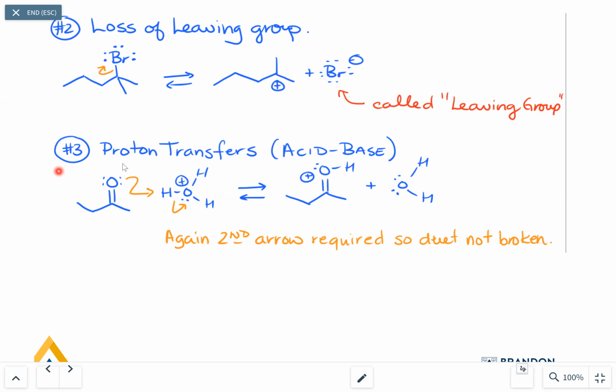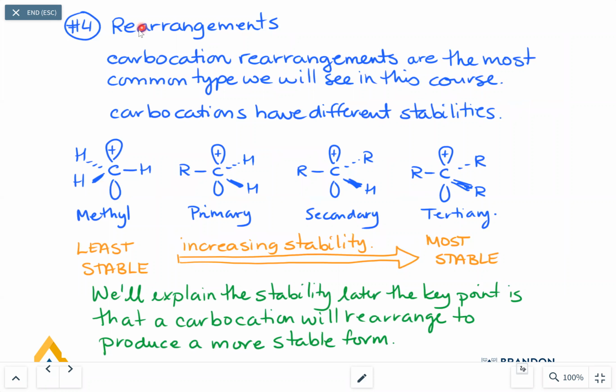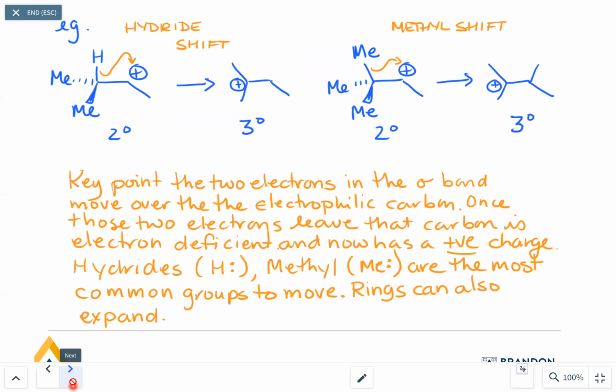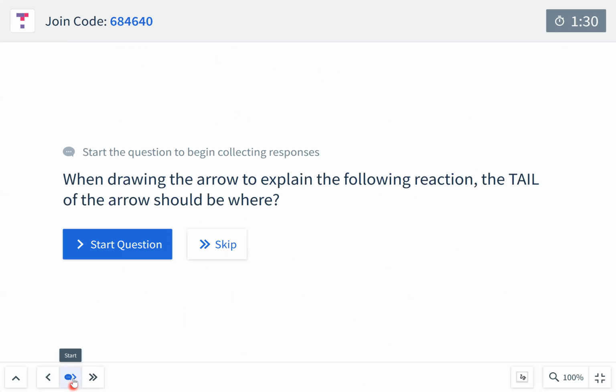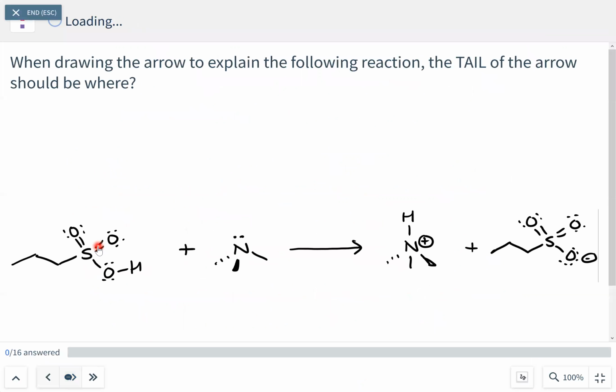What we did at the start of the class, just acid-base reactions, protons being transferred from one species to another. So that's the third, and the last one's basically rearrangements. This is the rarest of the lot, but we'll see it a bit later on. Okay, so we did that. Okay, so here's a question.